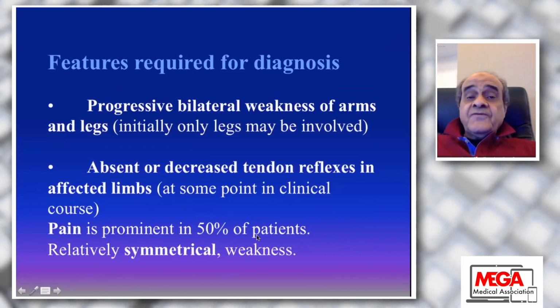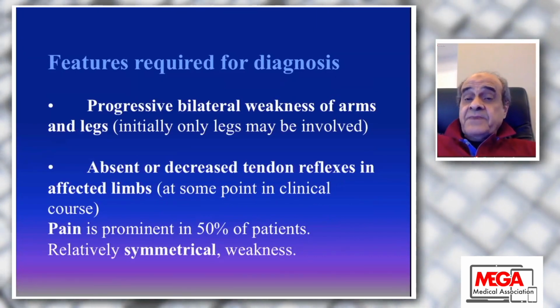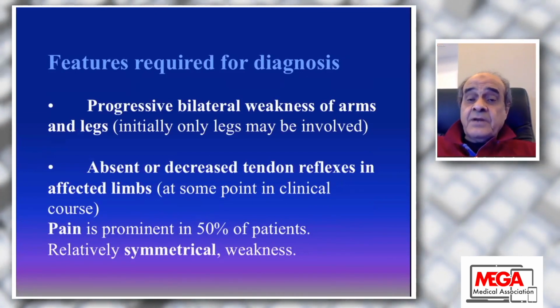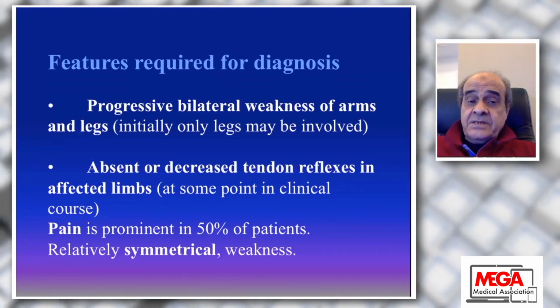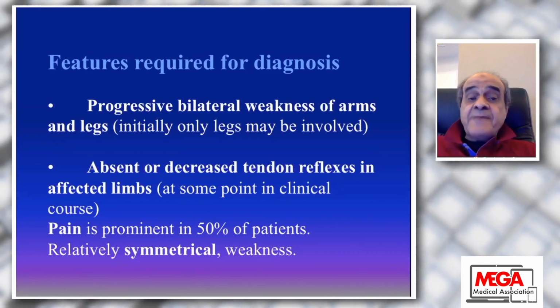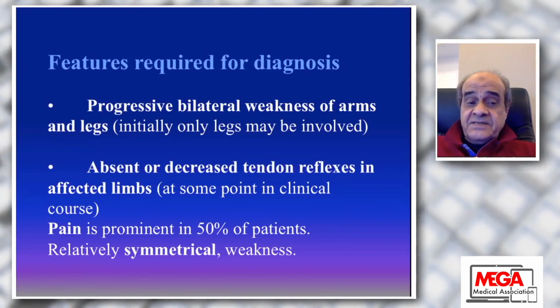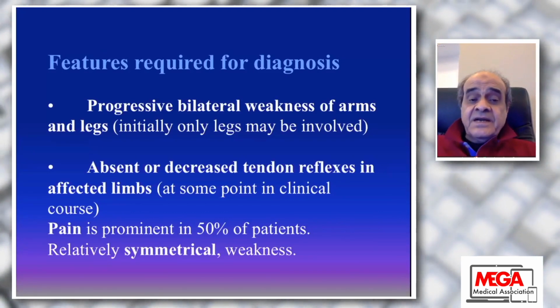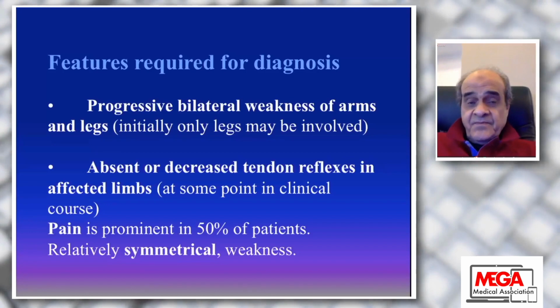Features required for diagnosis, to be sure it is Guillain-Barré syndrome: progressive bilateral weakness of arms and legs, initially only the legs may be involved. Absent or decreased tendon reflexes in the affected limbs. Pain is prominent in 50% of patients. Relatively symmetrical weakness.